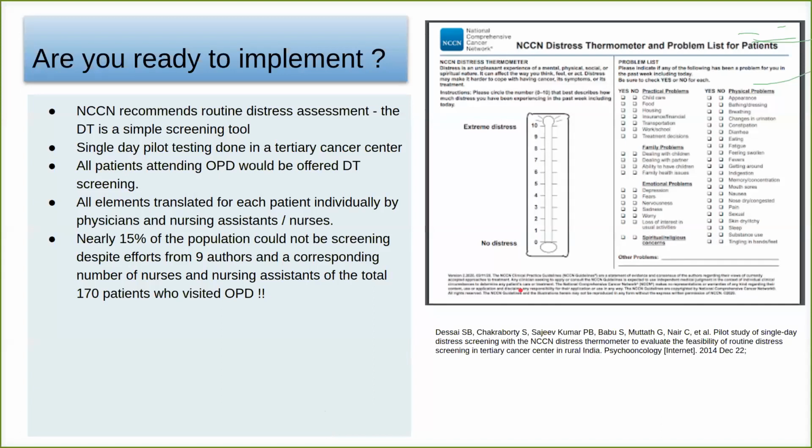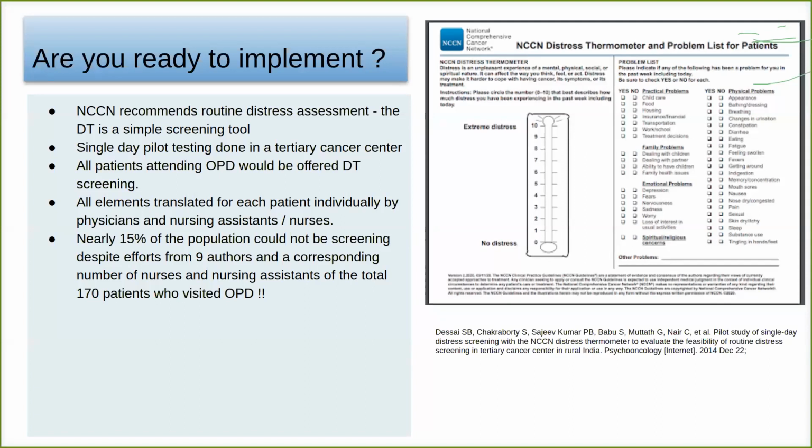So we did another study where we tried to implement distress screening for our patient population. Distress, as you know, has been proposed as one of the vital signs of the patient. And one of the recommendations that comes out from Western literature is that you should do distress screening for all the patients presenting in your population. Now, what happened when we did this study was that we were working in a small organization. We had very good relationships with each other. Nine of us came together and we had a good support system in terms of staff like nursing assistants and nurses. And we thought, why don't we try and see if we can administer this distress thermometer to all the patients who come in the OPD.